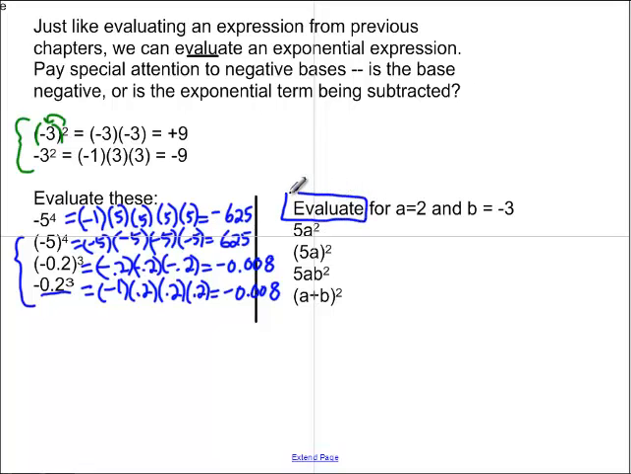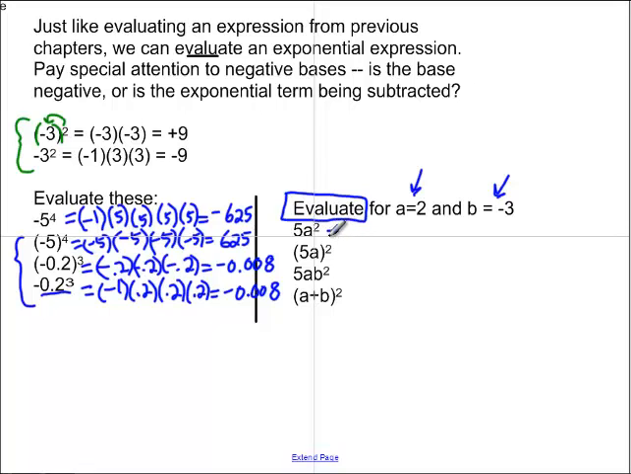Another idea is we can evaluate expressions like this or terms like this for different variable values. So if you take a look at this, we can evaluate this. For these examples, we need to really remember what the exponent is and what it's working on. For example, if I go through this example, I've got 5a squared. The squared only works on the a because the squared is the exponent for our base of a.